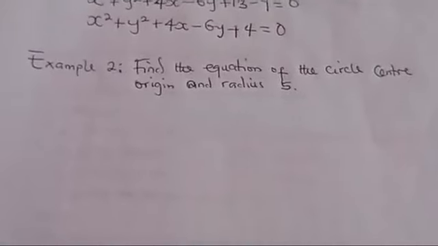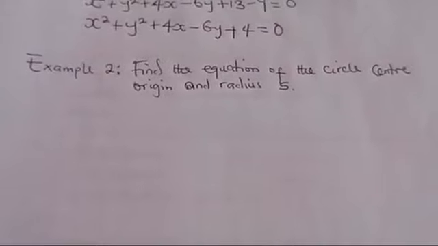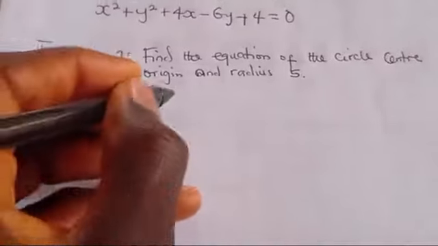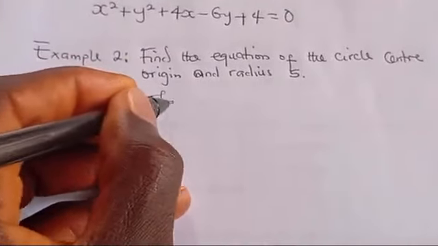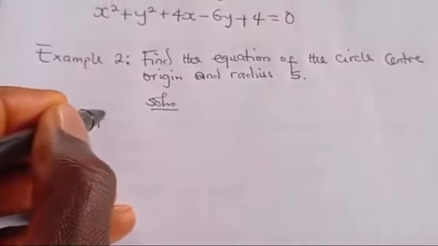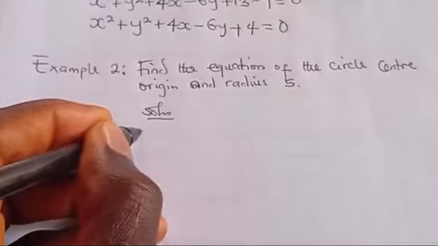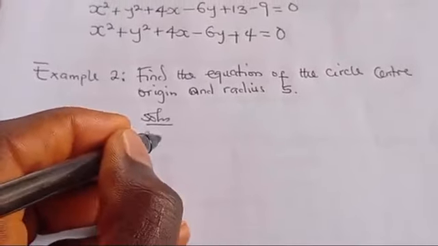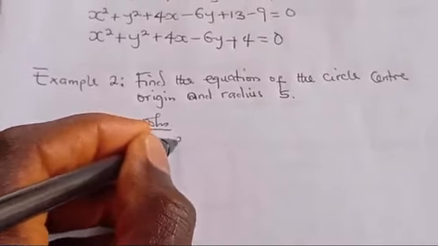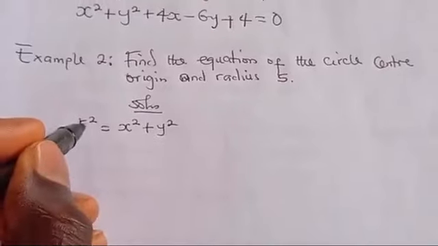So when the center of a circle is origin, our radius r squared will be equal to x squared plus y squared. Our radius was given to us.